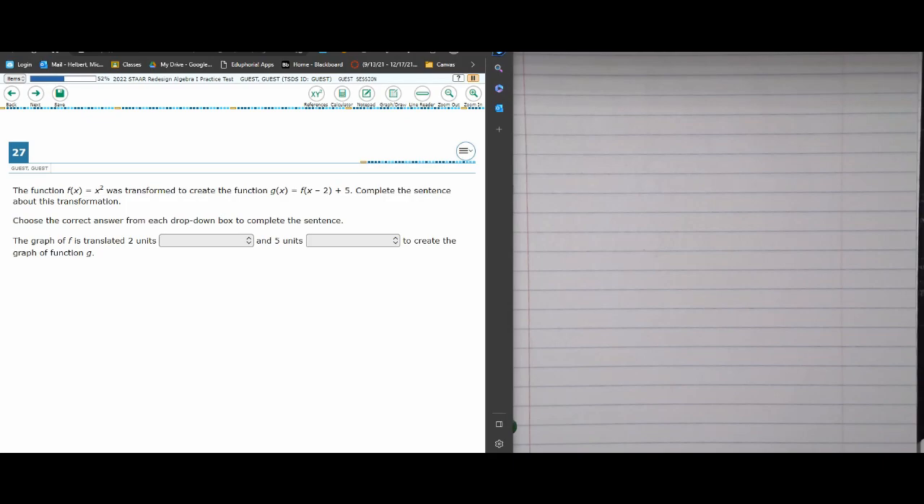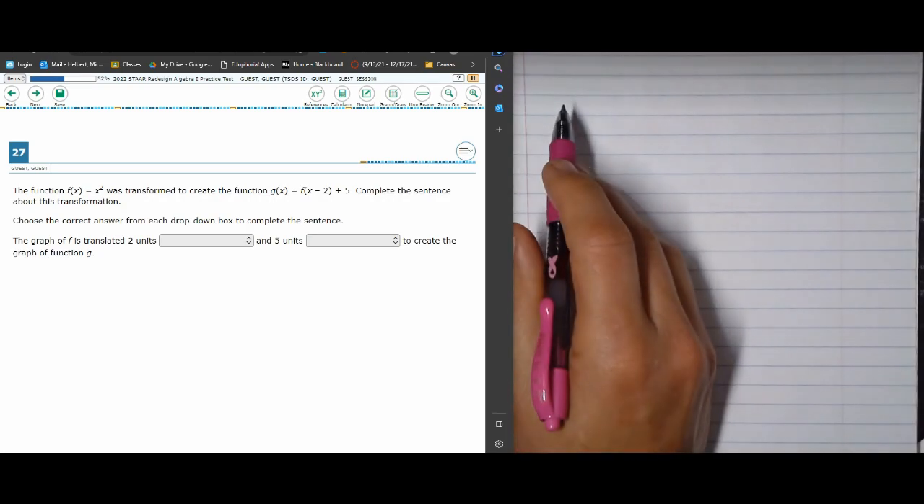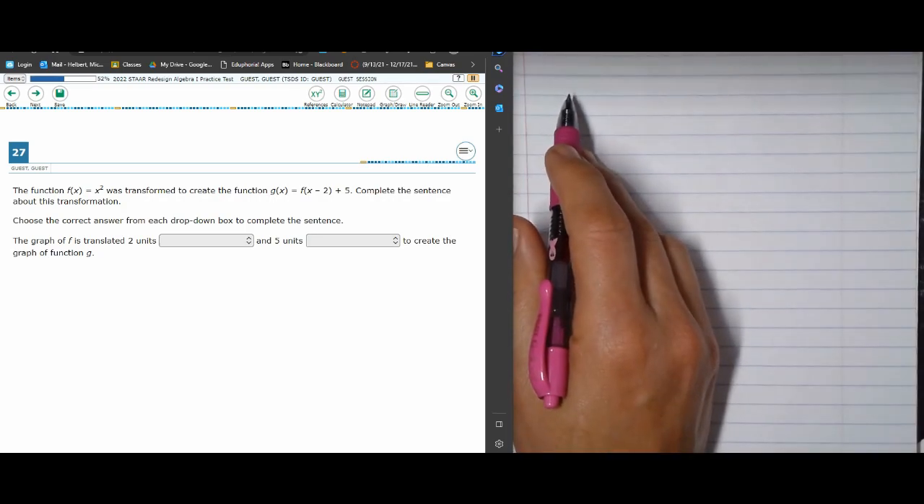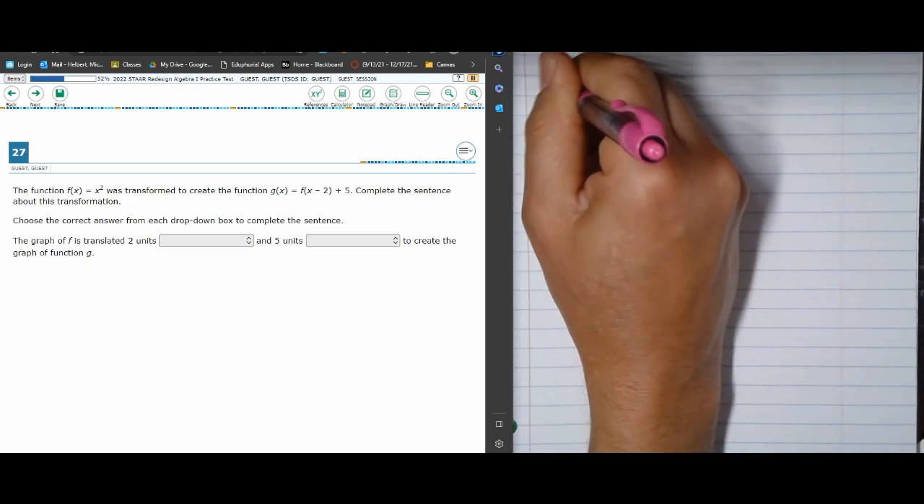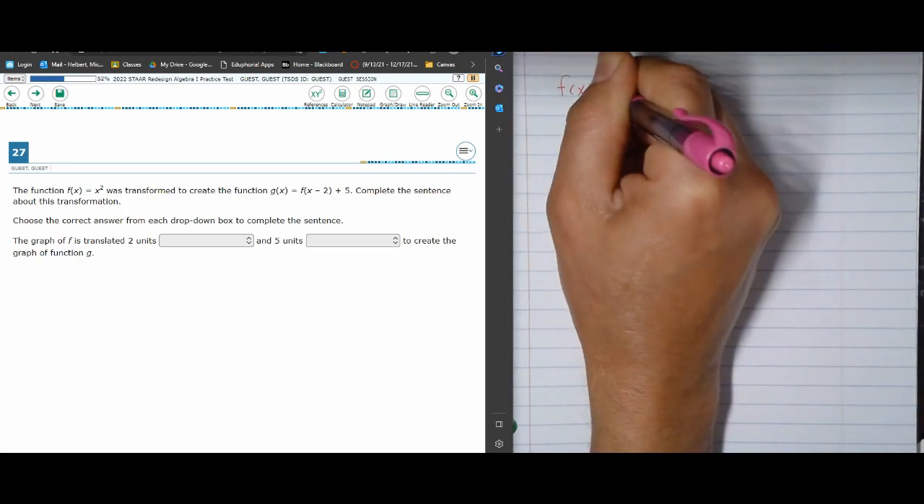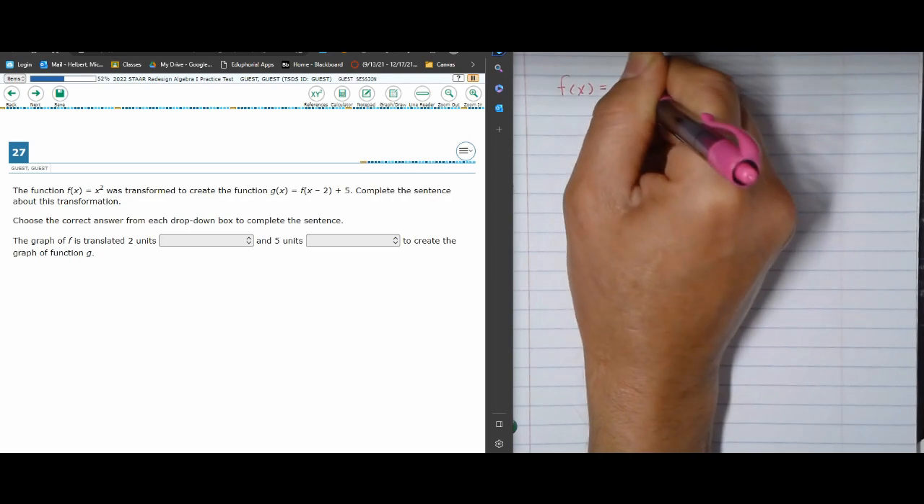On number 27, it says the function f of x equals x squared is transformed to create the function g of x equals f of x minus 2 plus 5. Complete the sentence about the transformation. So it wants to know what is occurring when we have this transformation. So let's go ahead and write down the things that we know for certain. We know for certain that f of x, the original, is simply equal to x squared.